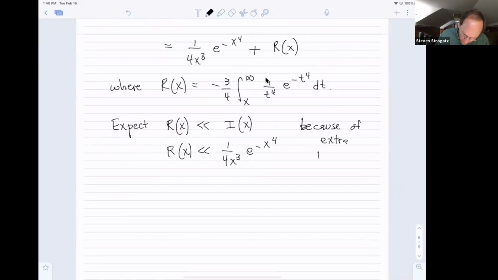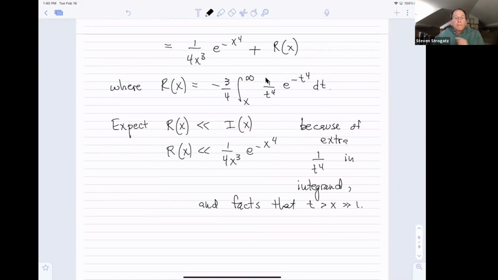So because of the extra 1 over t to the fourth in the integrand, and the fact that on this region of integration, t is greater than X, and the X we're assuming is much greater than 1, we would expect this, and now let's just verify it by doing a careful calculation.